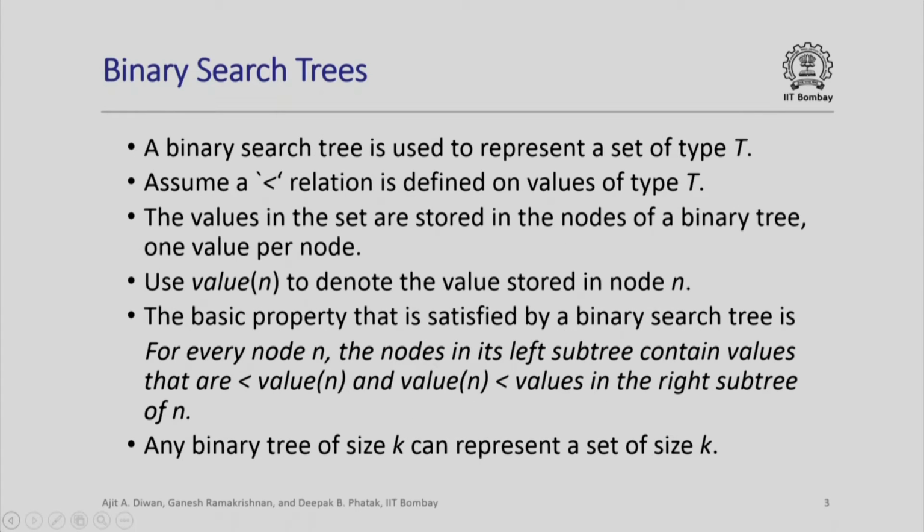So, what is a binary search tree? We have to represent a set of type T. We assume that there is a less than relation defined on the values of type T. So, given any two values of type T, we can say which value is smaller than the other. We have seen a less than relation can be defined on numbers, and that definition can be extended to sequences of numbers and so on.